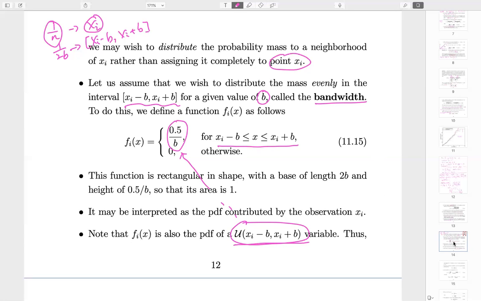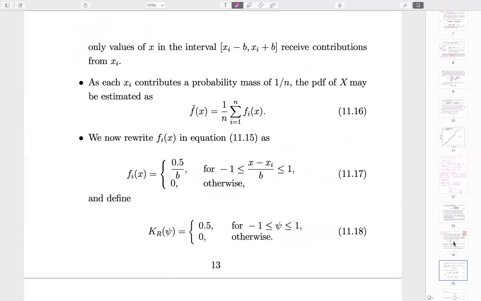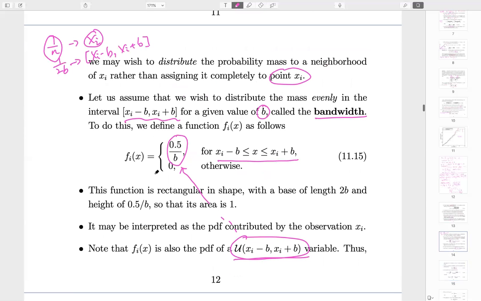With that in mind, what would be the PDF? We already know how to assign the PDF for each observation, but in total we have n observations, each with probability 1 over n. So naturally, what we do is multiply by 1 over n, and then add all the densities together. Again, f_i is defined previously down here, right?